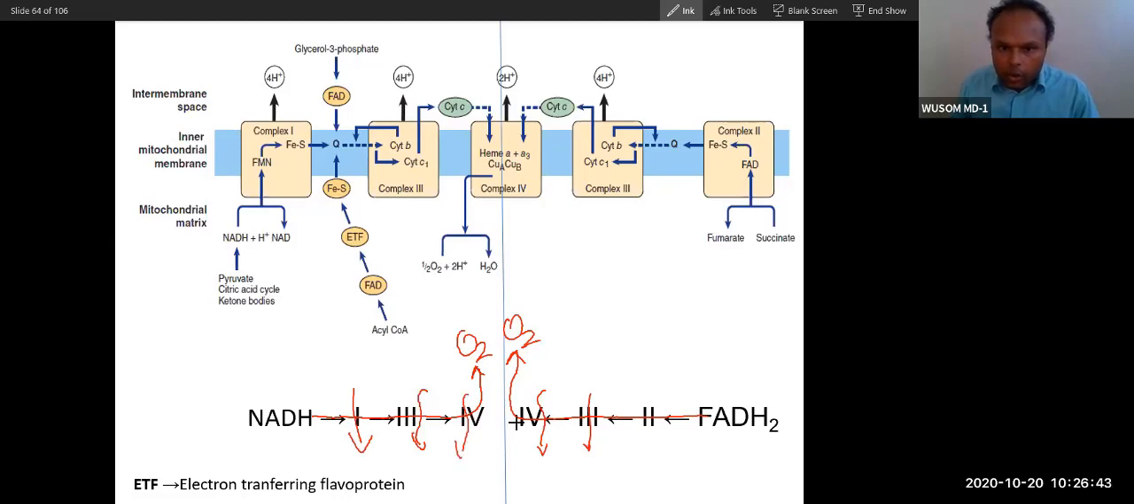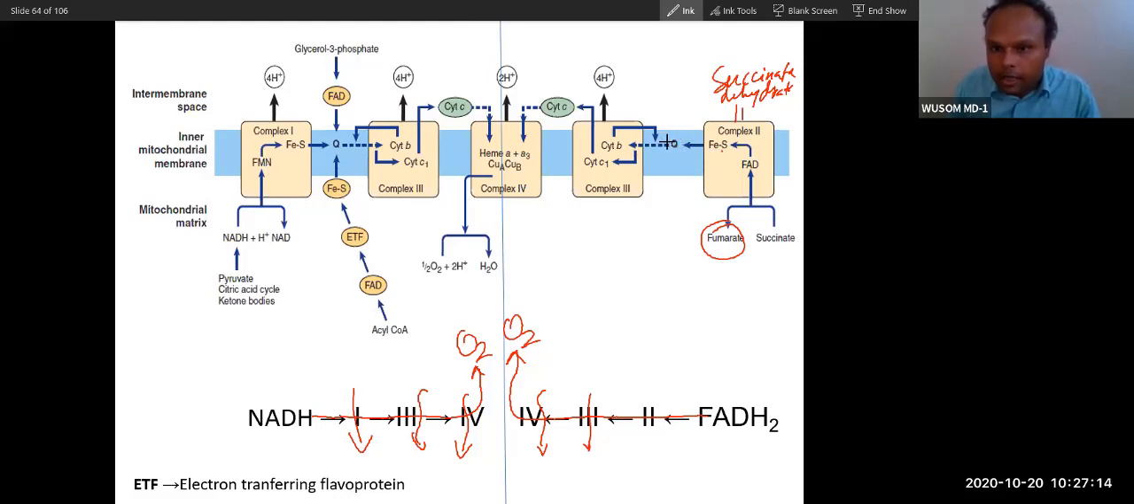Now, do you remember I told you that complex 2 is nothing but succinate dehydrogenase? Succinate dehydrogenase is called complex 2. And you know what happens in succinate dehydrogenase: succinate is converted into fumarate, and this enzyme produces FADH2. Then this enzyme directly transfers electrons to coenzyme Q here. So you can see here the flow in between two complexes.